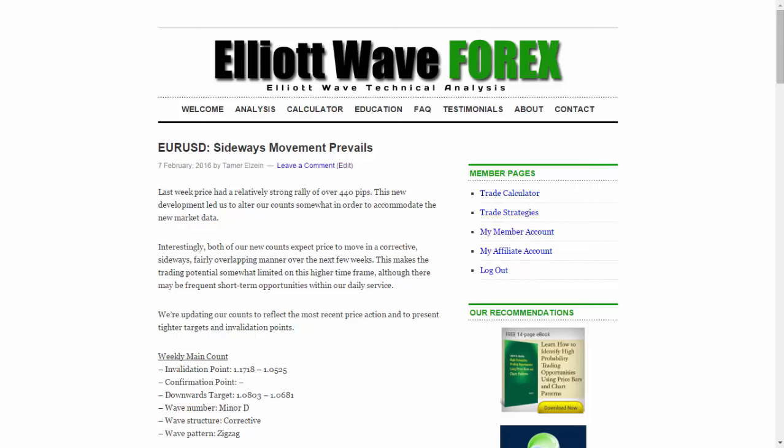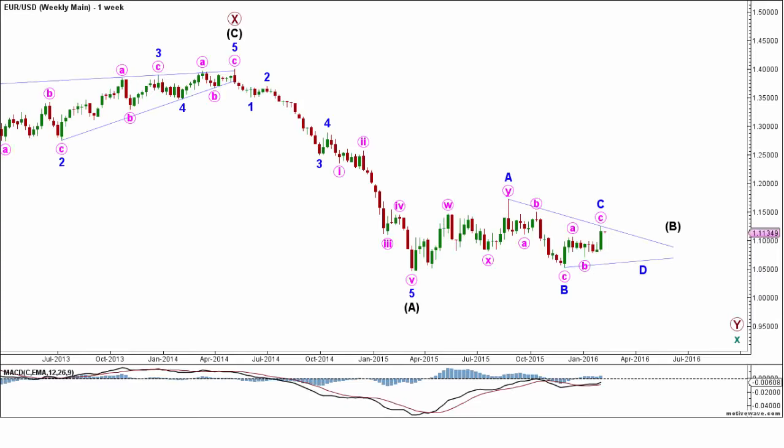So let's begin right away with the big picture on the weekly chart, which sees that the euro is moving towards the downside in cycle wave X, which is forming a double zigzag labeled primary waves W, X, and Y, and within it primary wave Y is forming a zigzag labeled intermediate waves A, B, and C, within which intermediate wave A formed an impulse labeled minor waves 1 through 5, and intermediate wave B is forming a contracting triangle labeled minor waves A, B, C, D, and E.